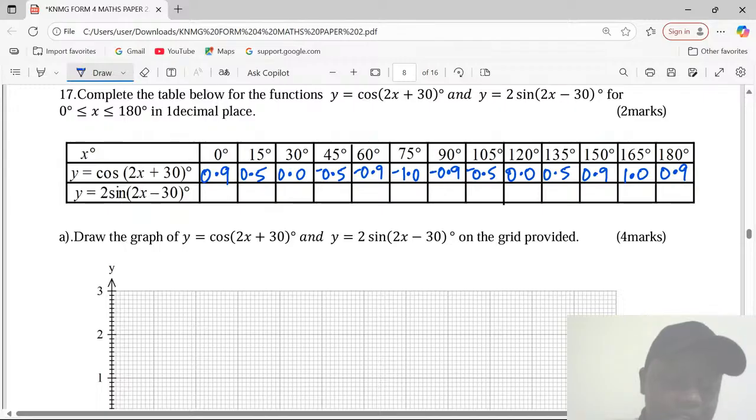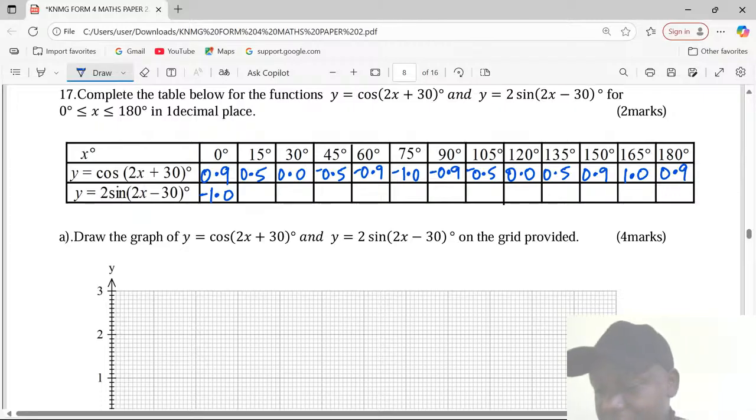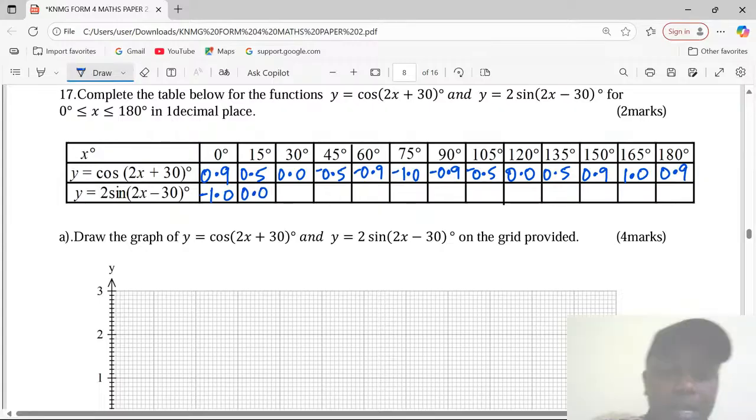Sine of negative 30. Please notice that it's a negative 30. So I'm getting negative 1.0. Remember the 2 that multiplies sine, and remember the negative sign of 30. So I will talk about 2 into 15. Then I subtract 30. I'm getting exactly 0. So 2 sine 0 is still 0. We have to include the 0.0 there to sustain the accuracy of 2 decimal places.